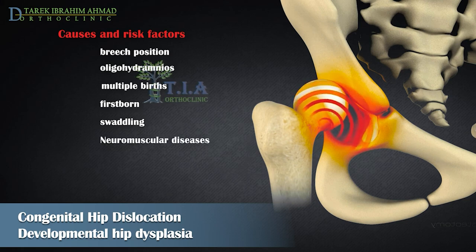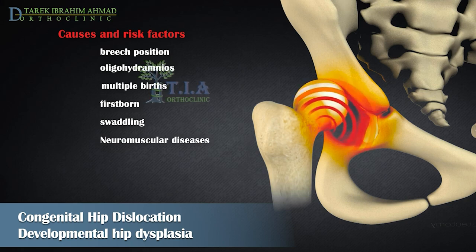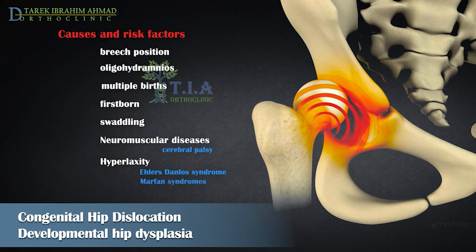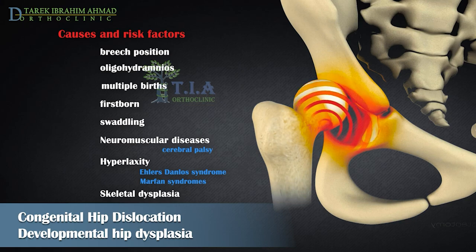DDH can occur in otherwise healthy children, or it can be associated with specific conditions or syndromes including neuromuscular diseases, such as cerebral palsy, hyperlaxity, commonly seen in Ehlers-Danlos and Marfan syndromes, and skeletal dysplasia, a grouping of disorders that affect how children's bones grow.